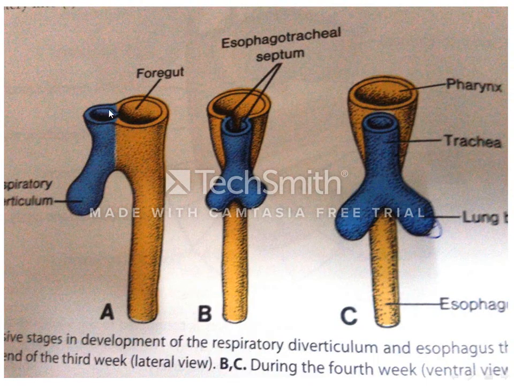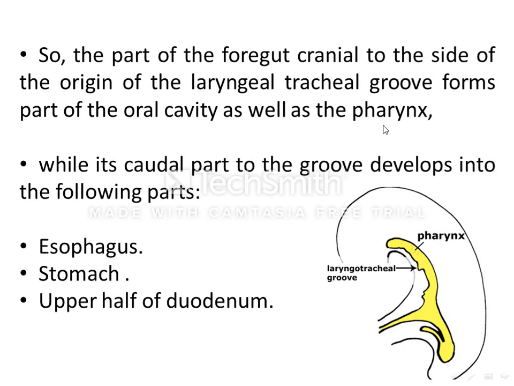So there is a common opening and then separation by the esophagotracheal septum, forming an opening for the esophagus and another opening for the trachea. The part of the foregut cranial to the site of origin of the laryngotracheal groove forms part of the oral cavity and the pharynx, while that caudal to the laryngotracheal groove forms the esophagus, stomach, and upper half of the duodenum.